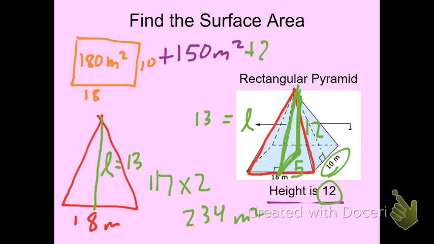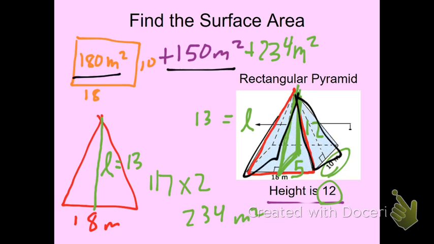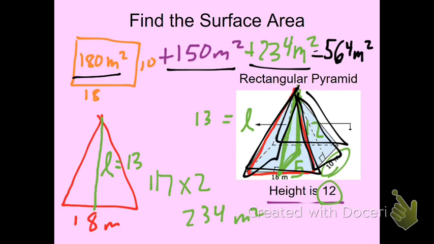To find the total surface area, we are just going to add up all of these numbers here. So we're going to do 180, the base, plus 150, which are these two triangles, plus 234, which are these two triangles that make up the lateral area, and all that adds up to 564 square meters.